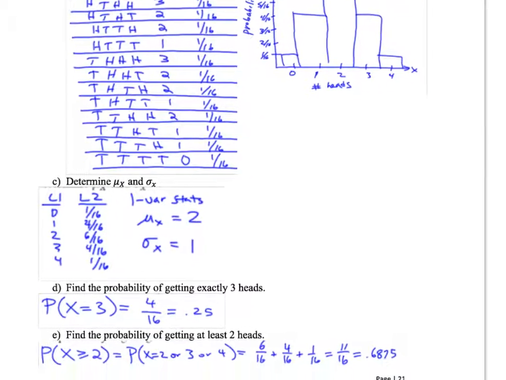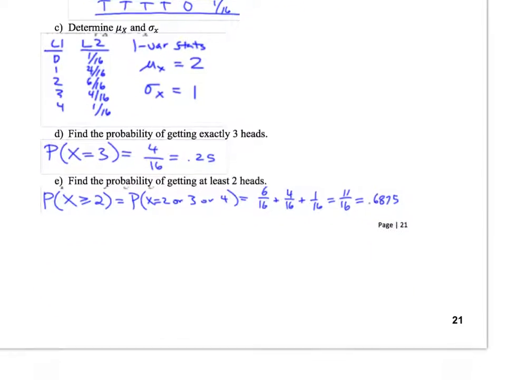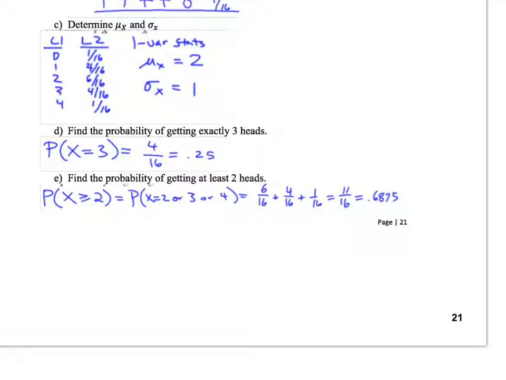In part C, if I want to get the mean and standard deviation of X, well, again, the methods of section 6.1 have told us that we can create 2 lists in our calculator. List 1 for the values of X, list 2 for the corresponding probabilities. Running that one-var stats command could give us mu X equals 2 and sigma X equals 1.